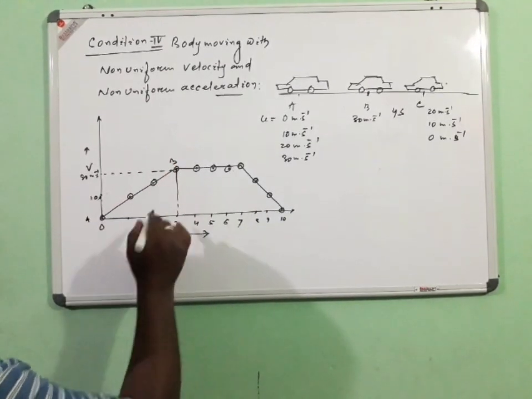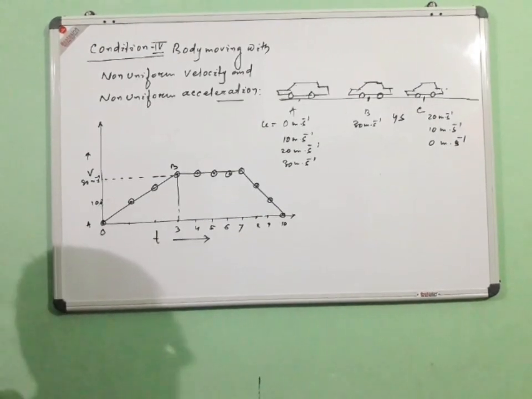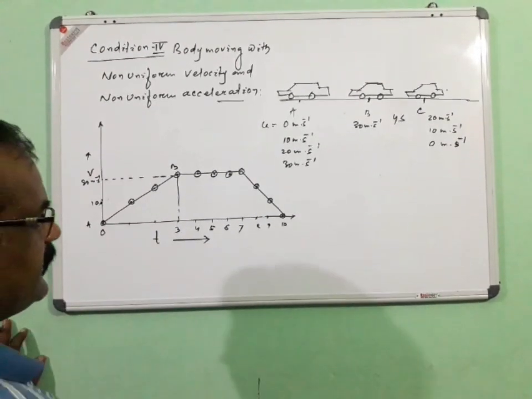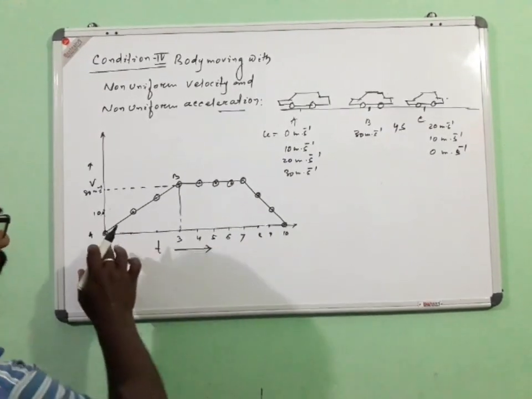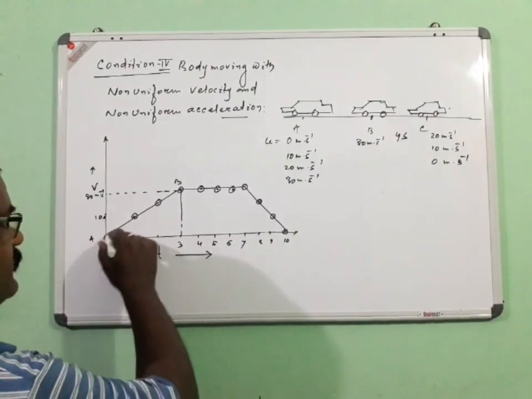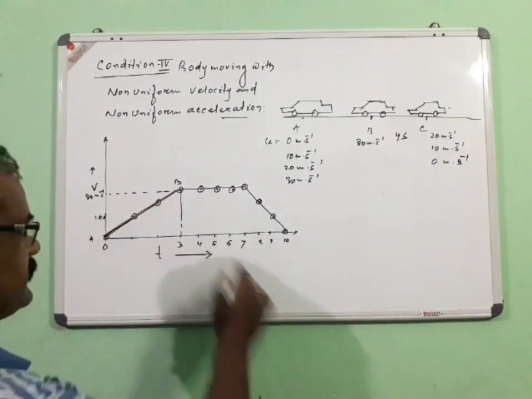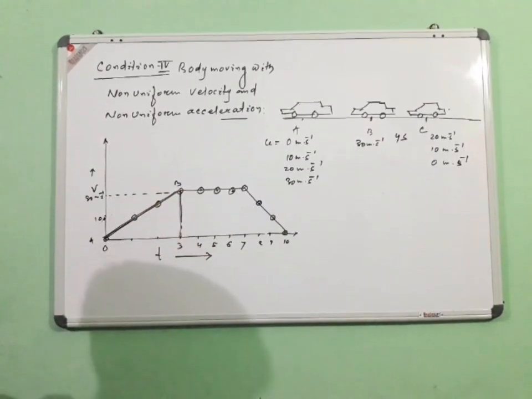shows there is a uniform acceleration. The body is moving with uniform acceleration, because here the rate of change of velocity remains the same from 0 to 3 seconds. So in this case we get a graph which is inclined equally, and at the same time this is one uniform acceleration.